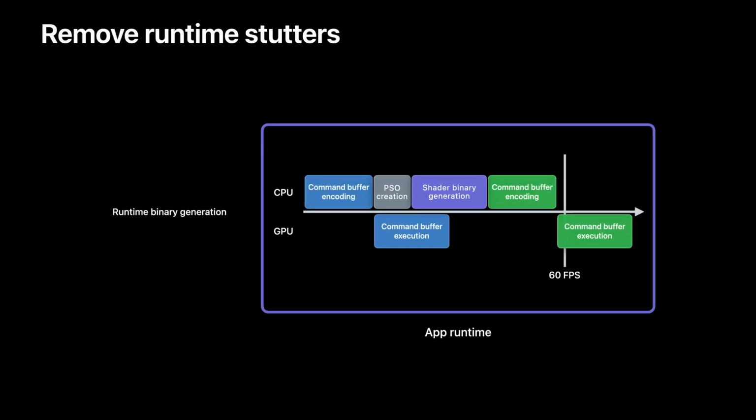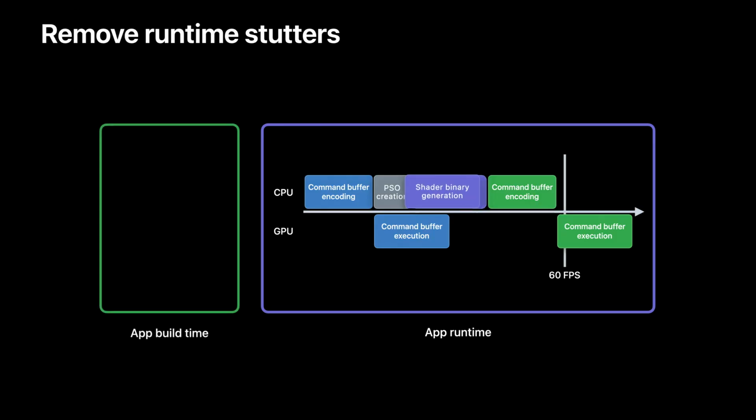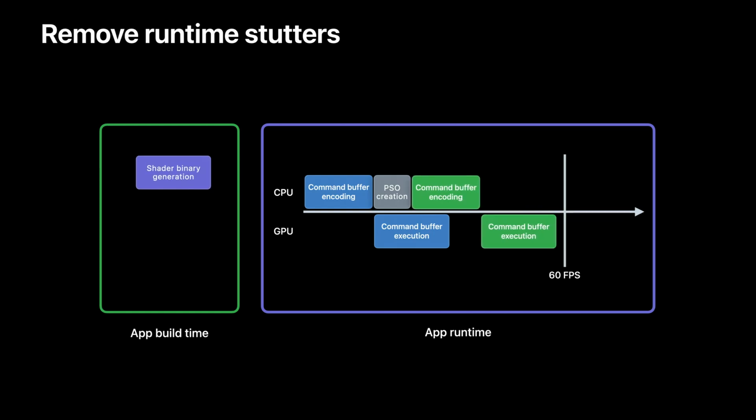Offline compilation also helps you reduce stutters. With traditional runtime binary generation, you may have too many pipeline states to create at load time, so you might instead be creating some just in time. And when that happens, you may experience frame drops caused by compilation, temporarily interrupting your command encoding. Offline compilation removes those pesky bubbles, because you can compile many more shaders at app build time.